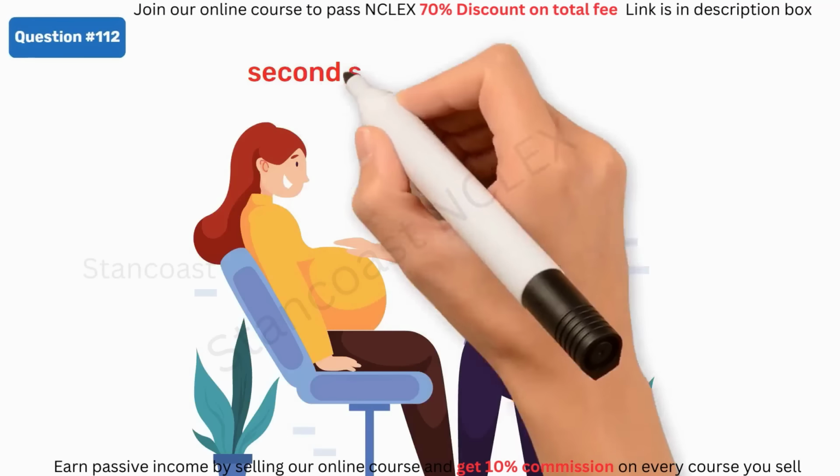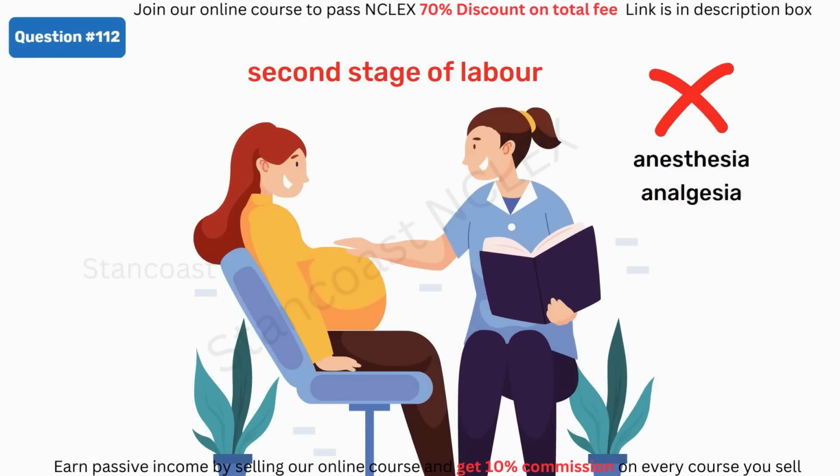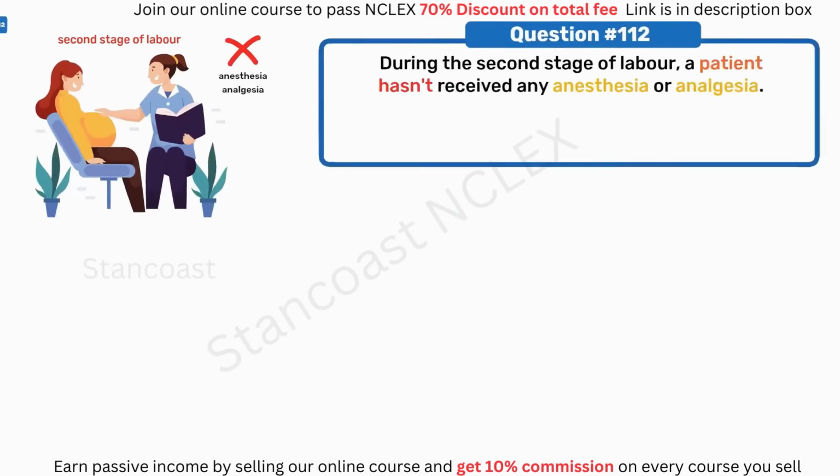During the second stage of labor, a patient hasn't received any anesthesia or analgesia. Which position should the nurse help the patient assume to facilitate pushing? A. In the knee-chest position while keeping the head down. B. Squatting with the back arched. C. Side-lying while keeping the head elevated. D. Squatting with the body curved in a C shape.